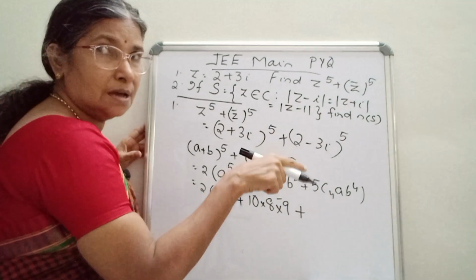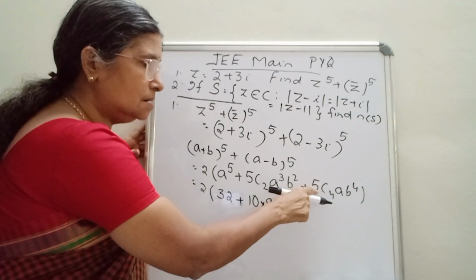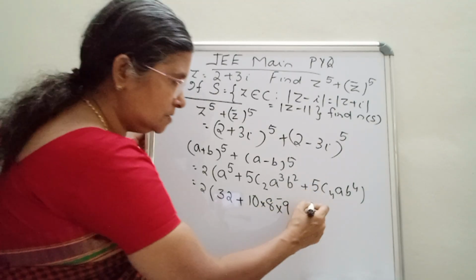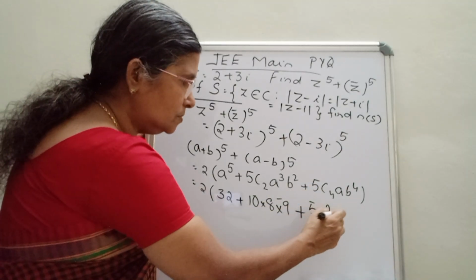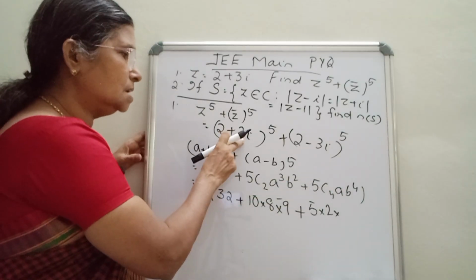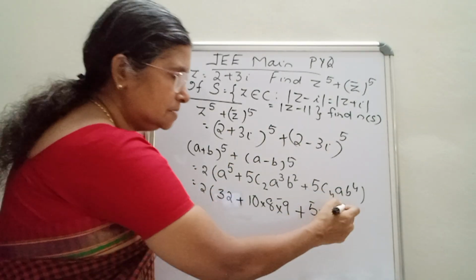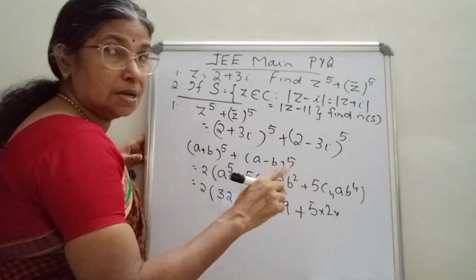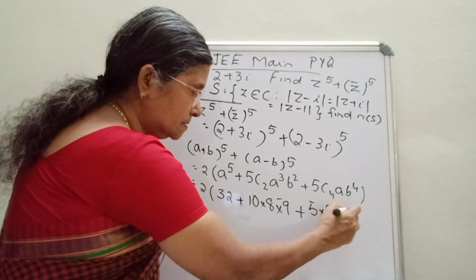Using the result nCr is equal to nC(n minus r), 5c1 is equal to 5. Then a into b raised to 4, 3i the whole raised to 4, that is 81 i raised to 4. But i raised to 4 is equal to positive 1.